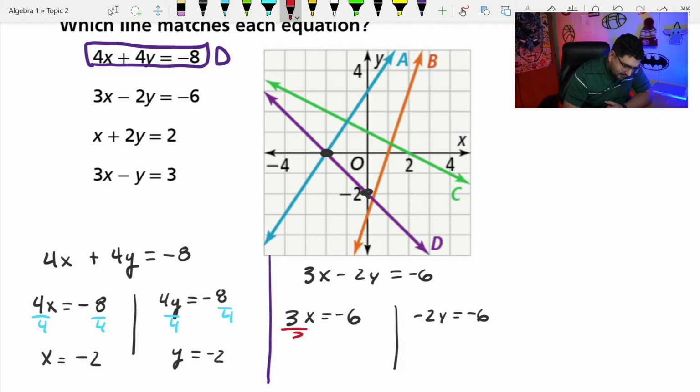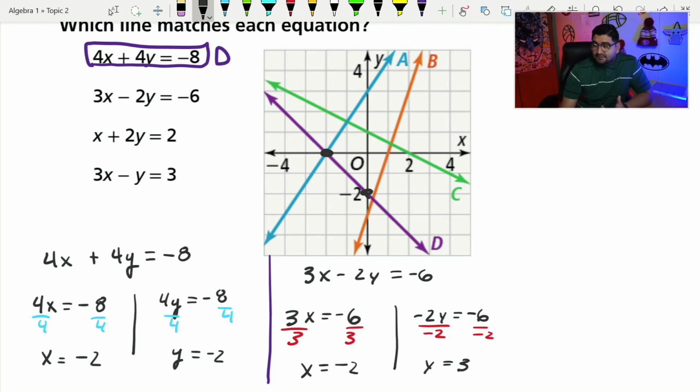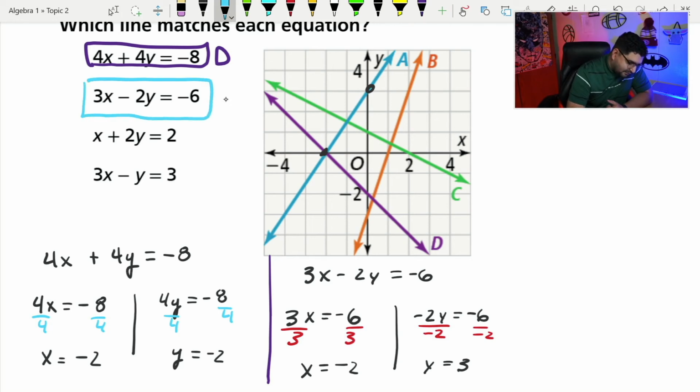In this one, I can divide by 3. On the other equation, I can divide by 2. Here, I would get x equals negative 6 divided by 3, which is negative 2. Negative 6 divided by negative 2 is a positive 3. So now I'm looking for the line that has an x-intercept of negative 2 and a y-intercept of 3, and we already knew that blue had an x-intercept of negative 2. If I check, it also has a y-intercept of 3. So I know that this equation has to be the blue line, which is A.